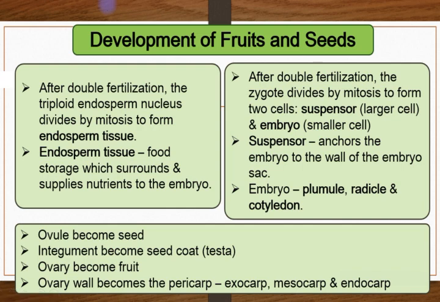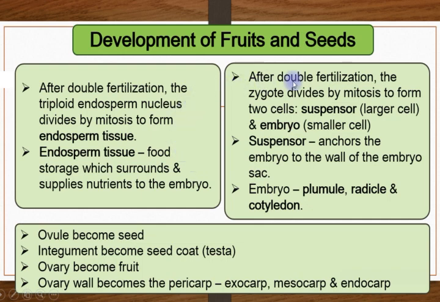Let's discuss how the seeds and the fruits develop. After double fertilization, the triploid endosperm nucleus, which comes from the fertilization of the second male gamete with the polar nuclei, divides by mitosis many times to form endosperm tissue. The endosperm tissue acts as food storage, which surrounds and supplies nutrients to the embryo in the seed.